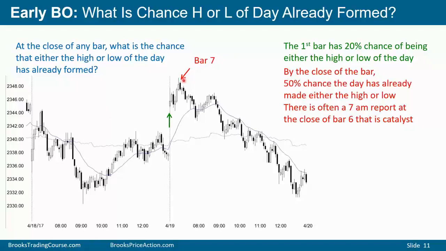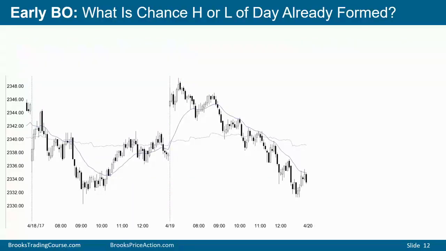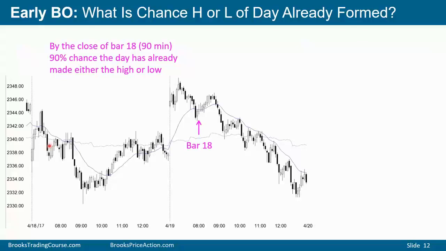By the end of the 7th bar, there's a 50% chance that the market has either already made the high or already has made the low. By the end of the 12th bar, the end of the first hour, there's a 70% chance that either this will remain the low or this will remain the high. Bar 18, hour and a half into the day.